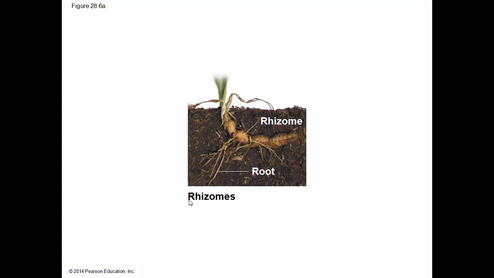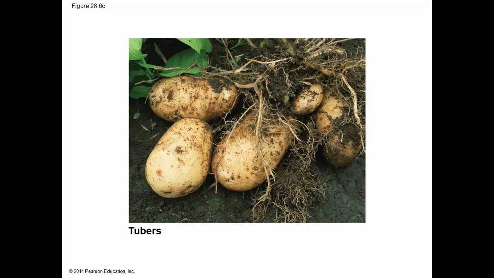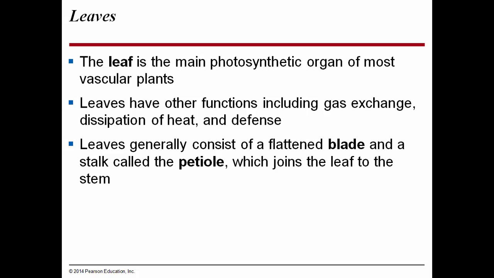Okay, rhizomes: the base of this iris plant is an example of a rhizome. Its horizontal shoot grows just below the surface. Vertical shoots emerge from axillary buds on the rhizome. Shown here on a strawberry plant, stolons are horizontal shoots that grow along the surface. These runners enable the plant to reproduce asexually, as plantlets form at the nodes along each runner. And here are the tubers of the potato.